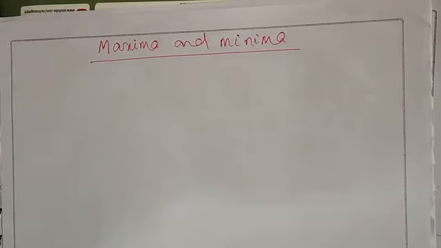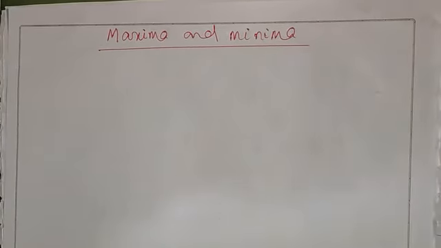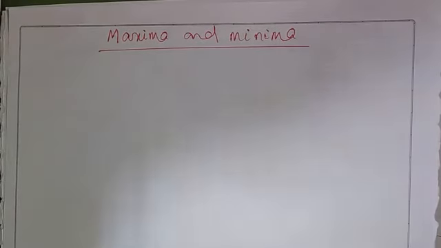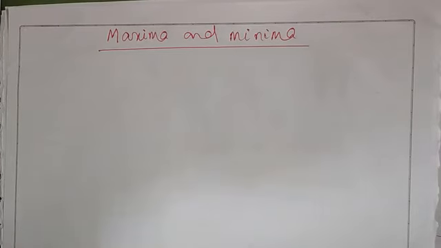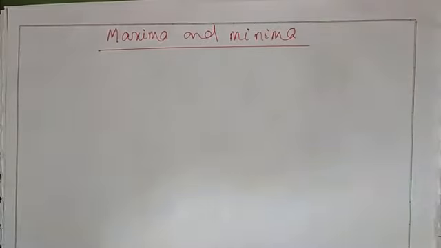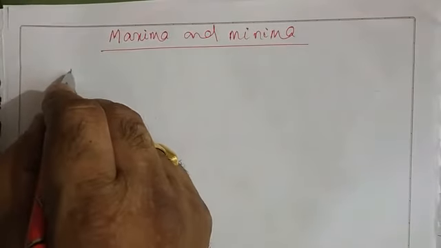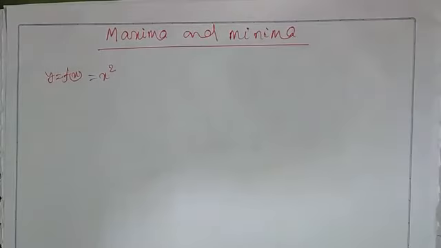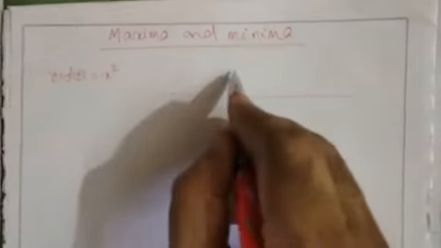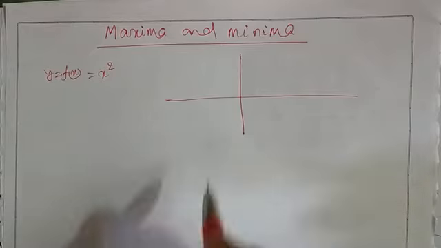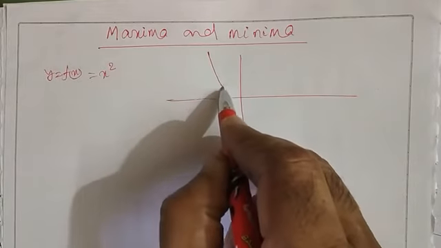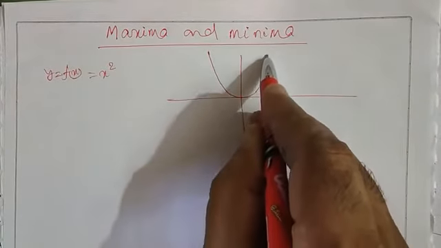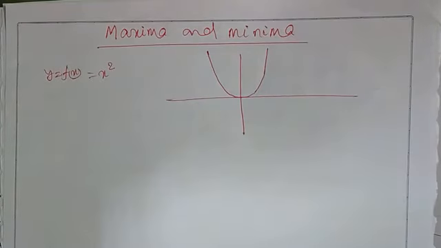In this video, we shall discuss maxima and minima of a function. From our common sense, let me take the function f(x) equal to x square. What is its graph? It is a parabola, y equal to x square.